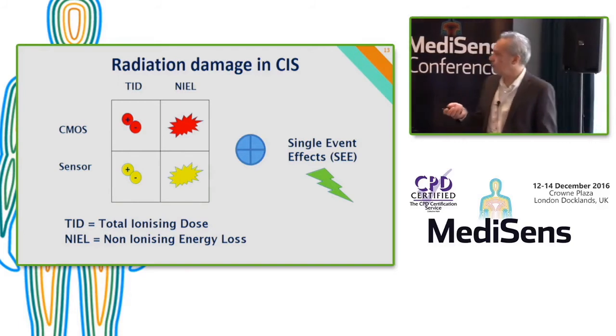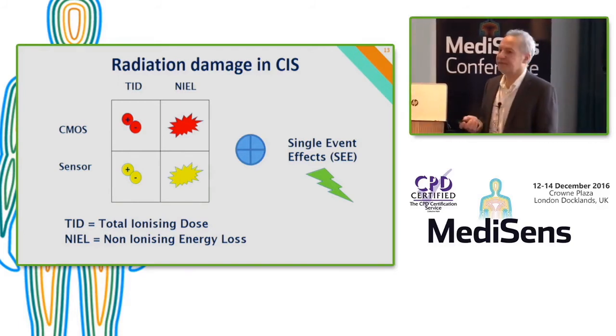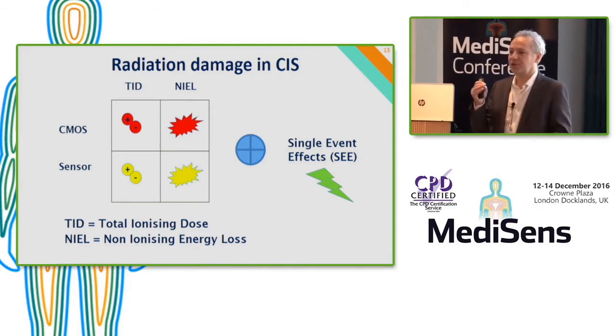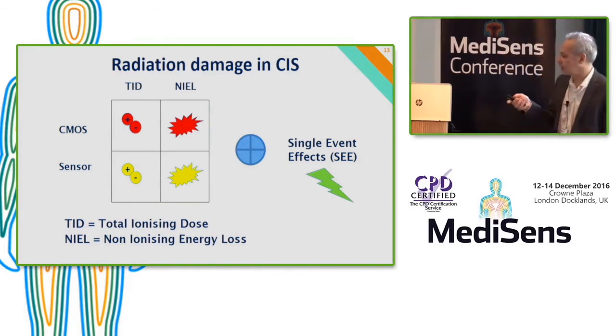And on the side of these, there are also single event effects. So one particle causing, for example, a memory to flip, or a big current to flow in the circuit when you have a latch-up. I won't say much about those, but I just wanted to mention them for completeness.